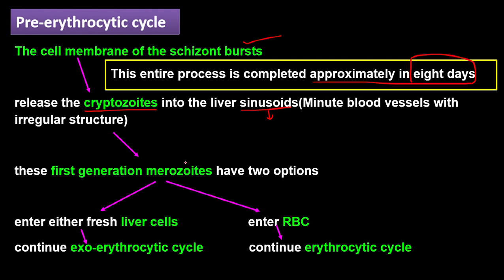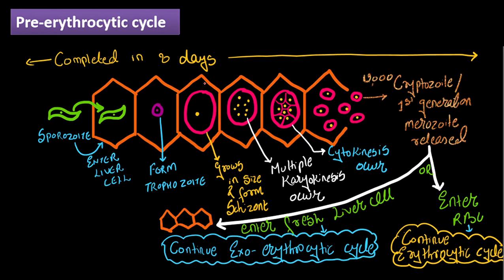Now the first generation merozoite or cryptozoite जो हमने पढ़ा, cryptozoite has two options. Either it is going to enter a fresh liver cell and continue the exoerythrocytic cycle, or it will enter into RBC and continue the erythrocytic cycle. Let's understand here. Sporozoite is going to enter where? In the liver cell, converted into trophozoite. Trophozoite will feed, grow to the maximum size. We call it schizont. इस स्टेज को हम क्या बोलते हैं? Schizont stage.